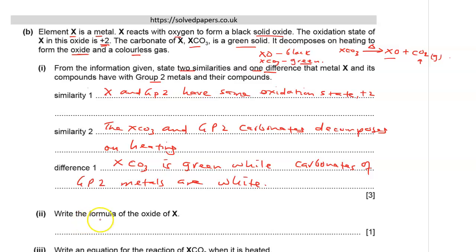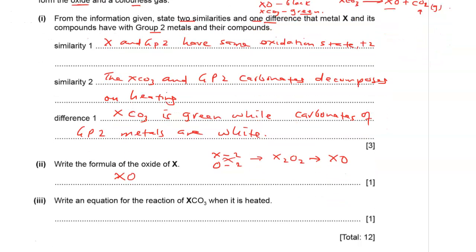Very good. Write the formula of the oxide of X. Of course, we are told that X has oxidation number +2, and oxygen has oxidation number of -2. You can ignore the minuses and the pluses, and then cross multiply. So what you get is X2, oxygen 2, which should give you XO. That is the oxide of X.